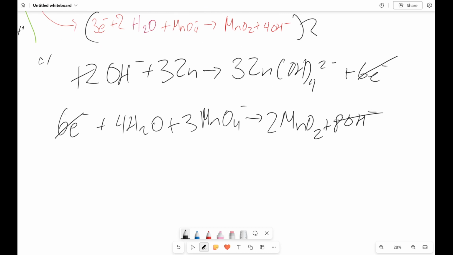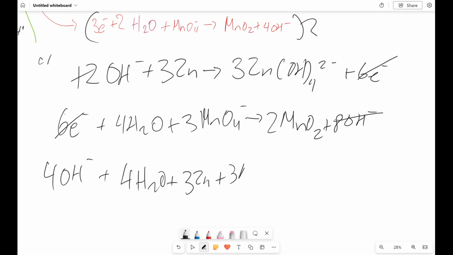And that should mean that our final equation is now gonna be 4OH minus plus 4H2O plus 3 zinc plus 2 permanganate, MnO4 minus. Is it permanganate? I'm so sorry about not knowing. It's so unprofessional. Becomes 3 zinc hydroxides, and I'm just going to write this down here because I am running out of space, plus 2 MnO2.